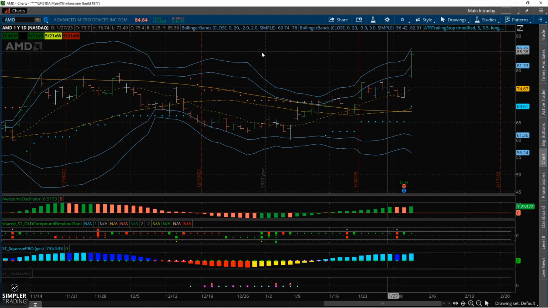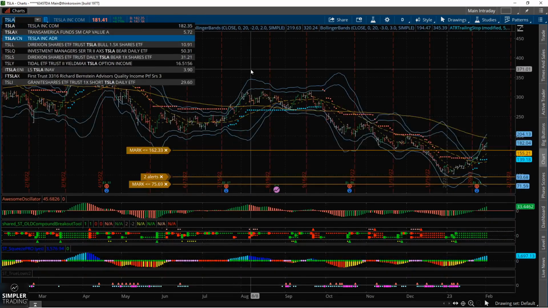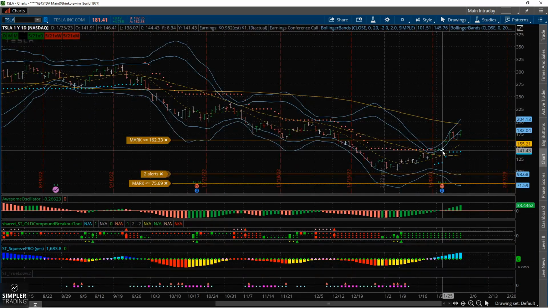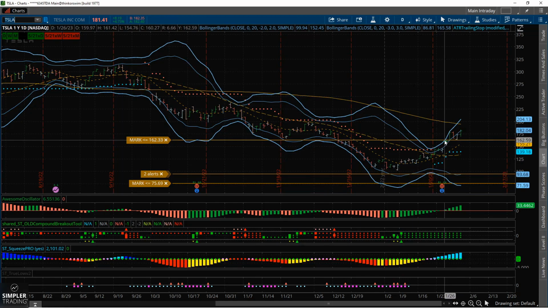On Tesla, we saw a similar situation where we printed a bullish divergent bar the day of going into the announcement, and then the next day we followed through with a very strong higher high that actually kept going to the upside, right? So another great win there.